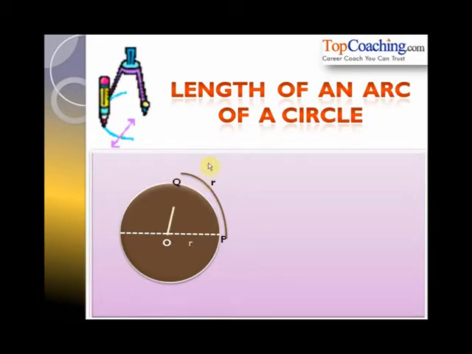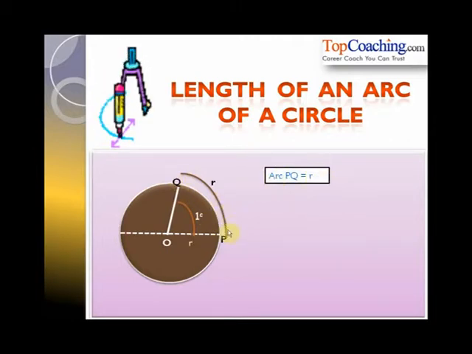So from the point O, if we draw a line joining points Q and O, then the angle subtended by this arc at the center would be equal to 1 radian. This is the definition of radian. Therefore, what we can say is arc PQ is equal to R units in length. Thus the length of this arc is equal to R units.